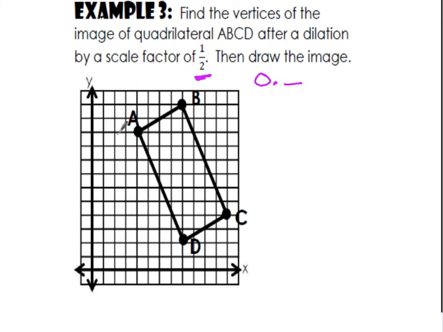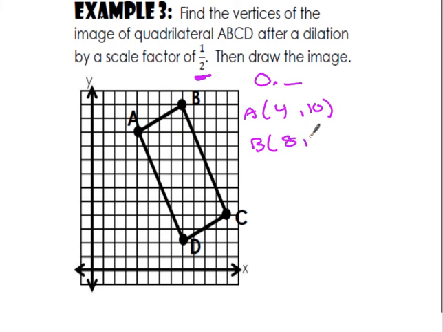Okay, so 1, 2, 3, 4. So my first A, my original A was at 4, 1, 2, 3, 4, 5, 6, 7, 8, 9, 10. So is that 4, 10. Now my original B, let's see, this is at 4, 10. So that means this is going to be at 5, 6, 7, 8, 11, 12.